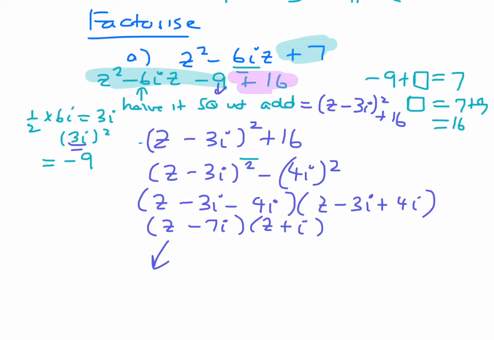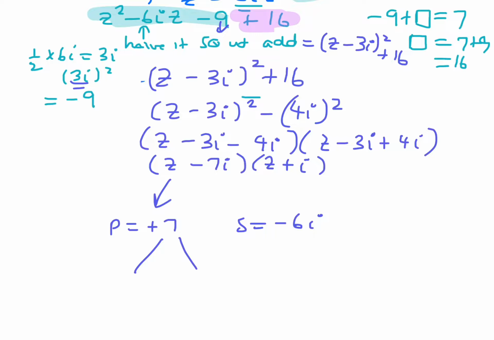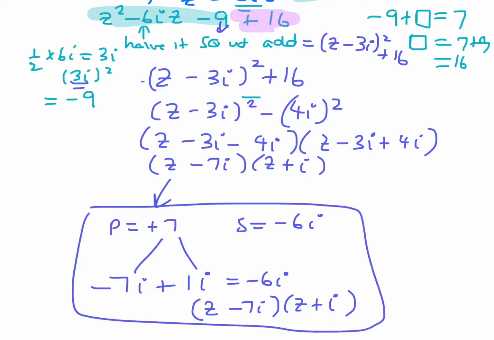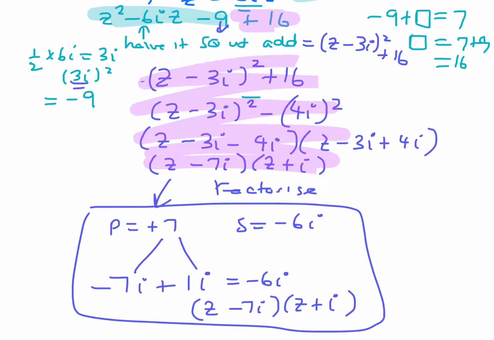If you did it using the other method, the product is plus 7. The sum equals minus 6i. So therefore the 7 must be in terms of something i, something i. The only things that multiply to give 7 is 7 and 1. You've got to get a minus 6 in the middle, so it'd have to be minus 7 plus 1 is minus 6i. So that would be z minus 7i, z plus i, which is the same thing. That one's just factorising. And this one here is using the completing the square method, the one above, this one.